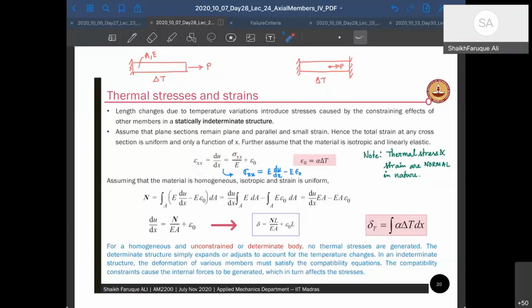So when you need to find the deformation for the thermal case, the deformation is going to be this: this is your mechanical deformation, PL by EA, and then there will be the thermal strain into L as the thermal extension. Okay, clear? And the thermal deformation is always obtained by the integral of alpha delta T dx. Your structure may not be uniform and the thermal change may not be uniform all through your body. Then you have to do this integration.